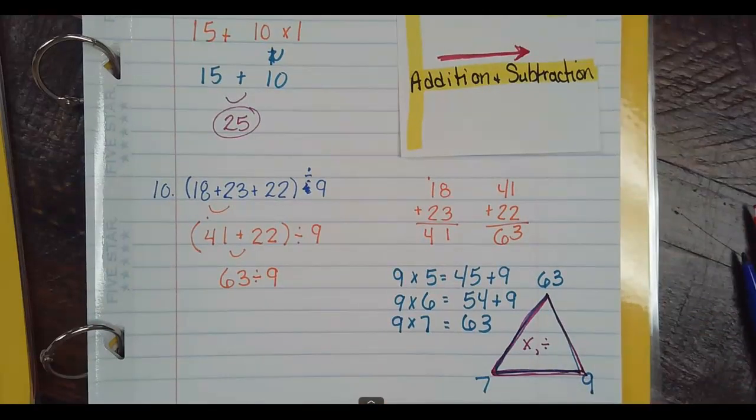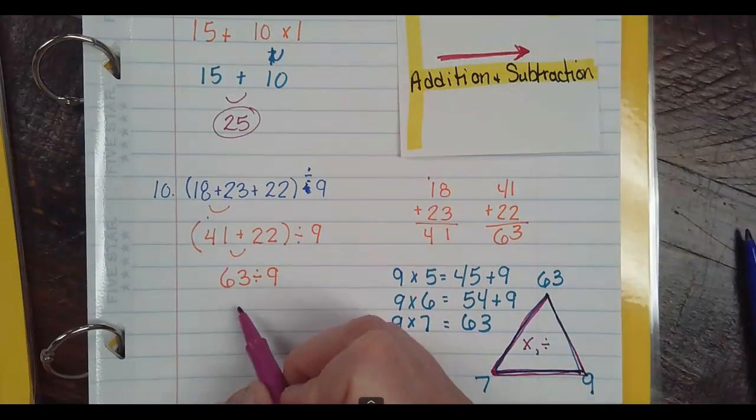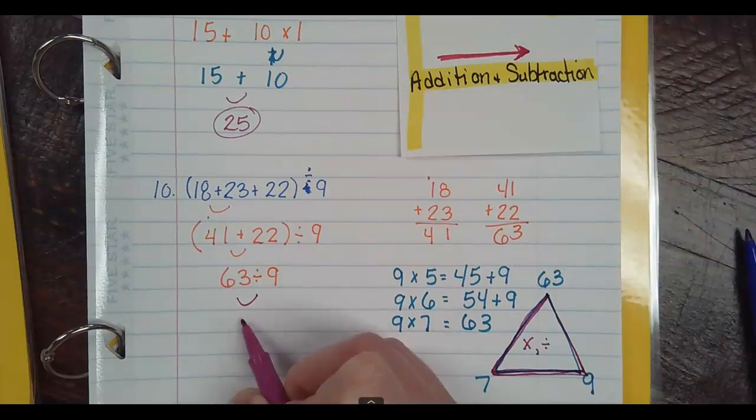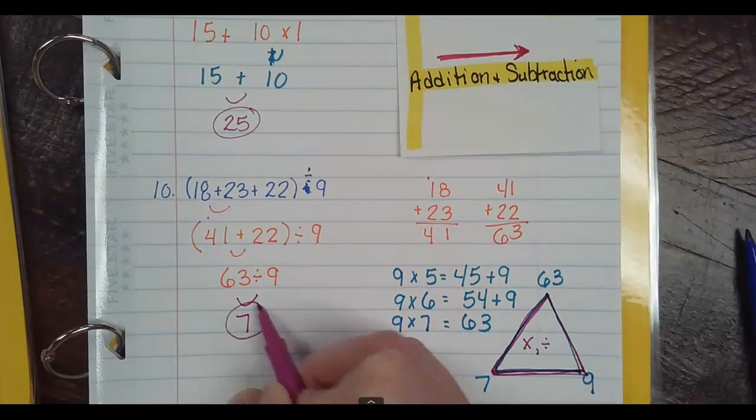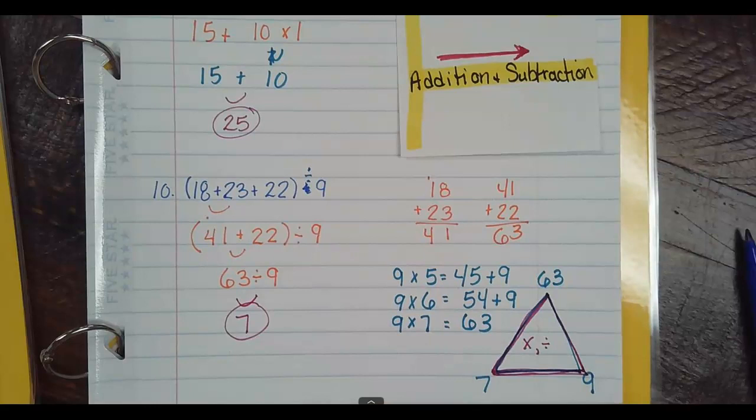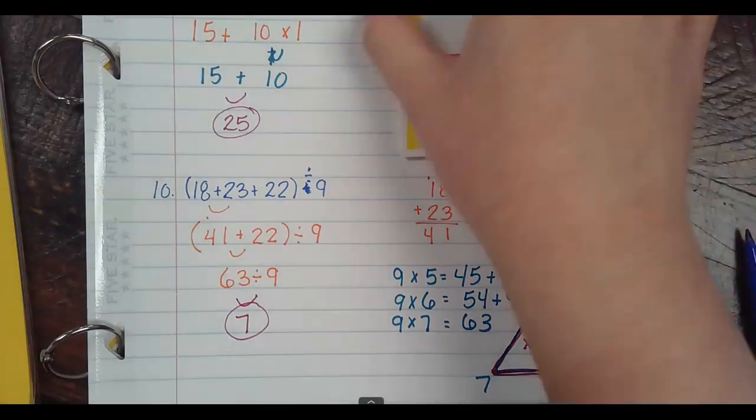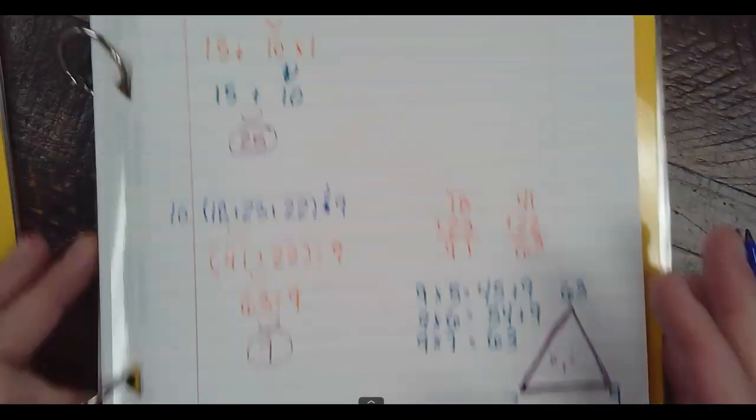So if I am not strong in my division, I can figure it out with multiplication, put it in my fact triangle, and solve my problem. So 63 divided by 9 is 7. What questions do you have? Okay, turn the page. You guys are on the same page. Miss Richardson's forgetting. All right.